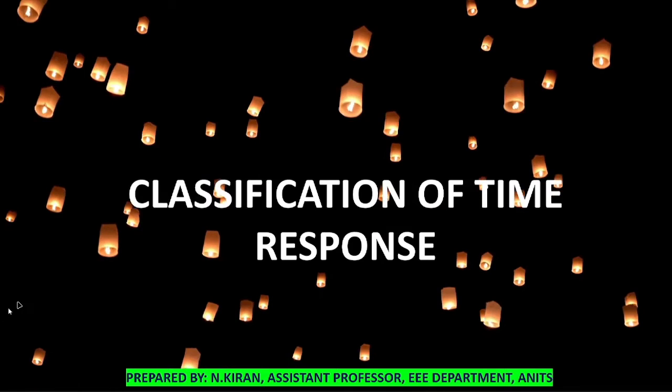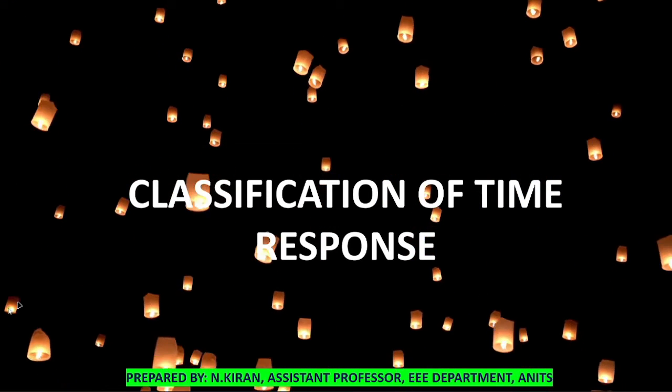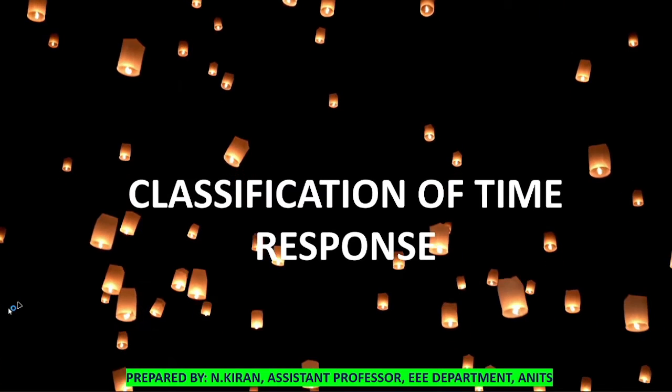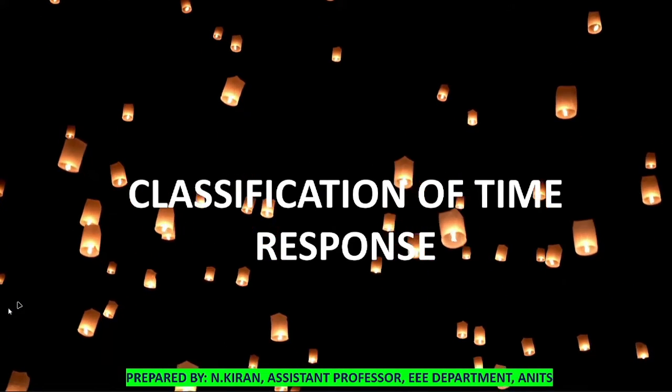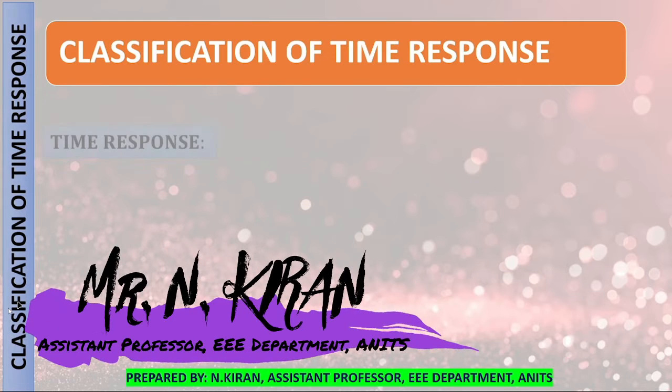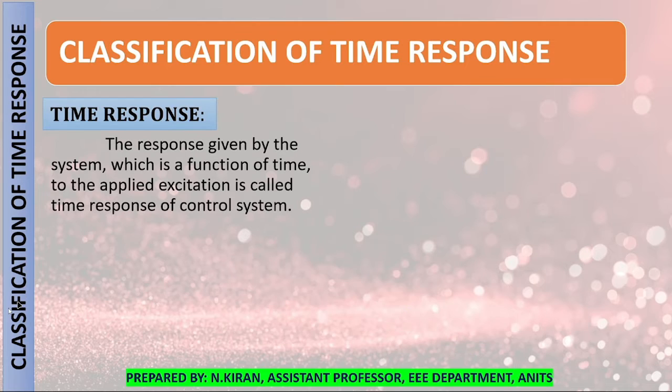So the time response classification, that is, we know that the total time response of any control system can be divided into two categories. One is transient response, another one is steady state response. So first we are going to see what is time response. The response that is given by the system, which is a function of time, to the applied excitation that can be of any form, is called the time response of a control system.